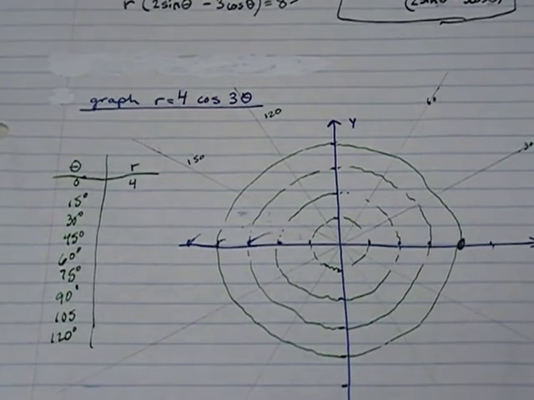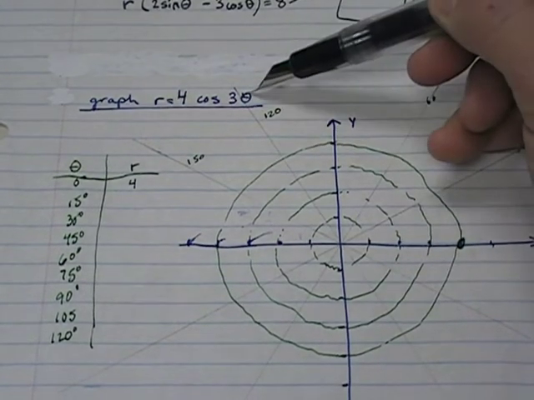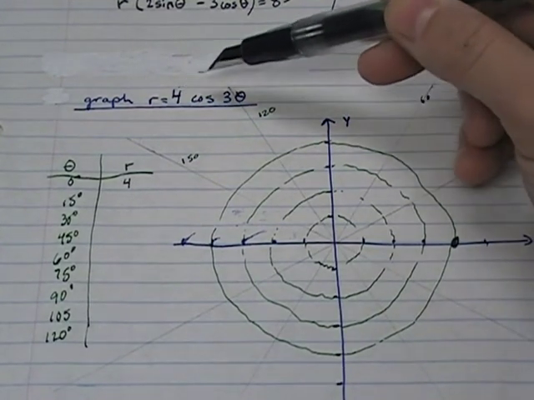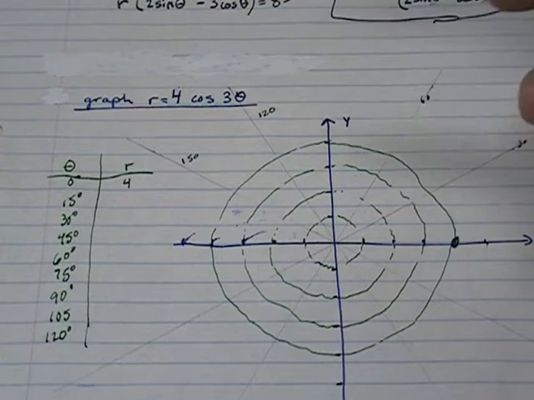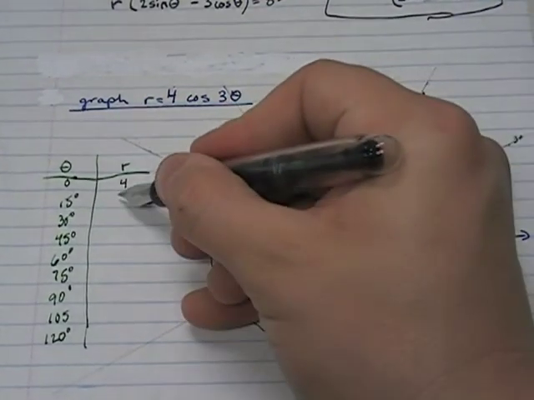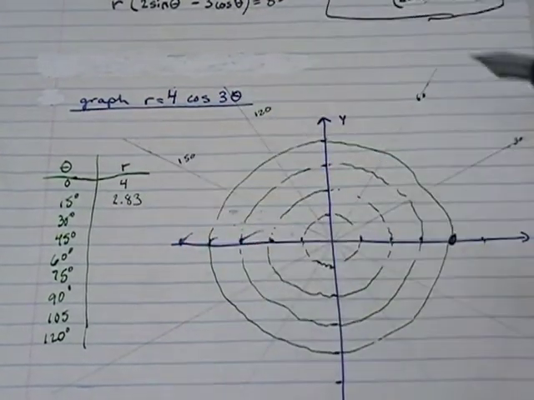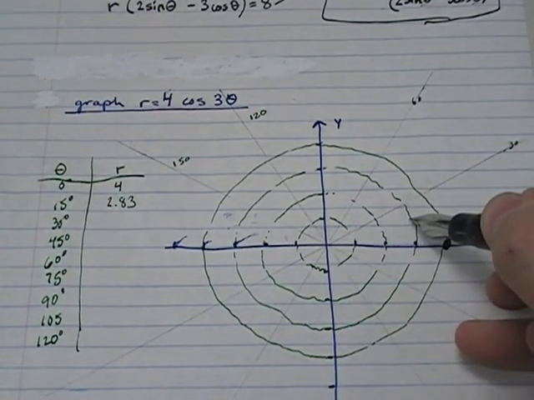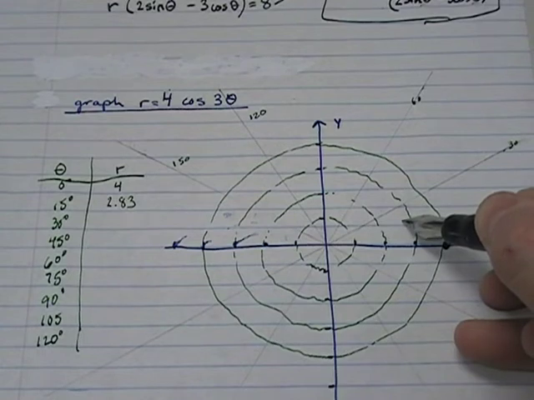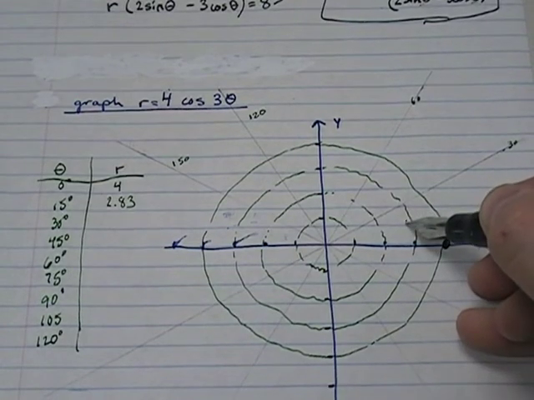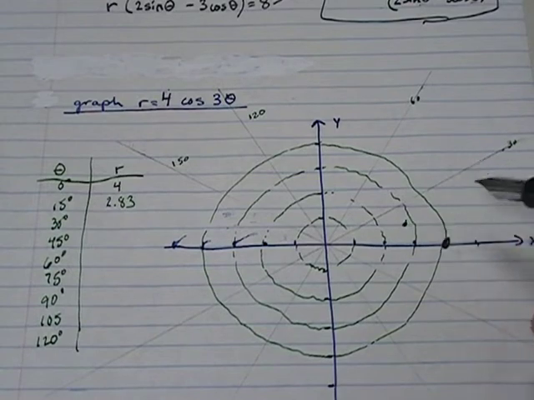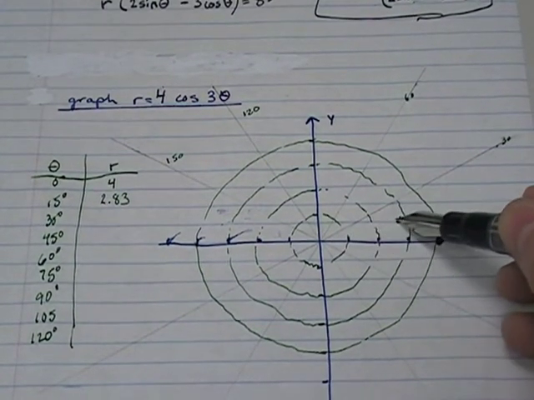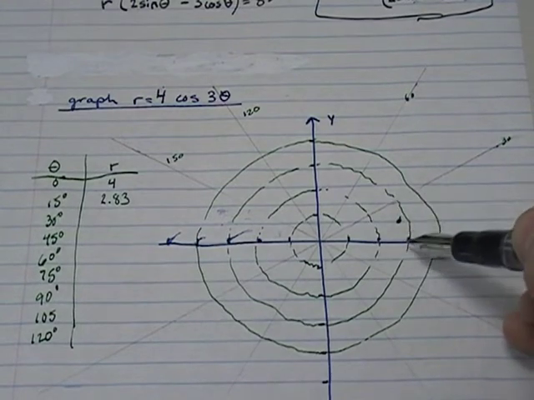Now, 15 degrees. Well, if I plug in 15 degrees here, 3 times 15, that's 45. And 4 times the cosine of 45 gives me 2.83. So 2.83. So what I'm going to do is 15 degrees is somewhere between 30 and 0. And 2.83 is very, very close to 3. And so it's going to be a point basically almost 3 from the origin and between 0 and 30 degrees.